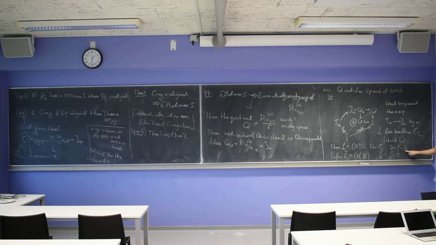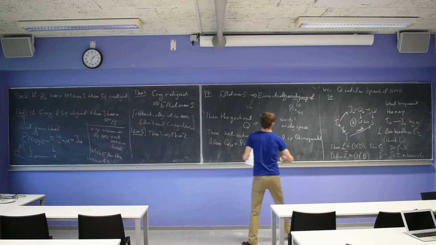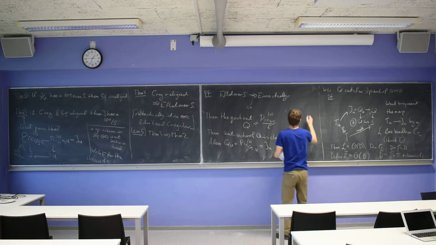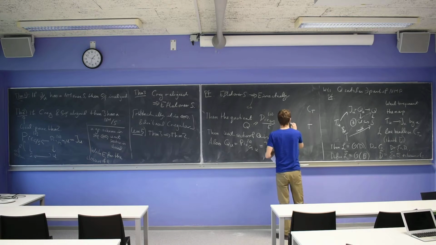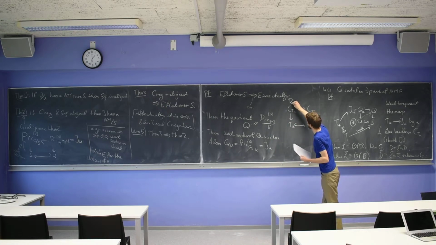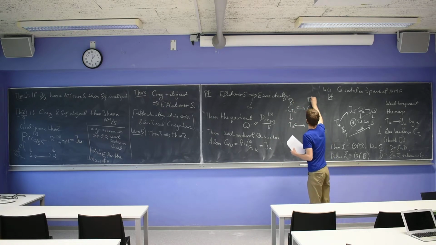For each prime divisor on C_U, I can take its closure in C_T. Maybe this is becoming a little bit obscure in the corner of the board, so I'll just give myself a bit more space. So here's my C_T, C_U or U_T or something, whatever it's called. And on here I have my divisor, say D_i. And what I do is I just take its schematic closure.